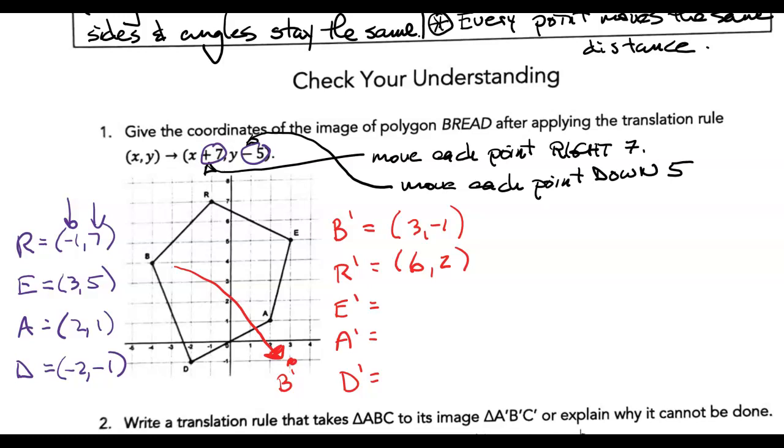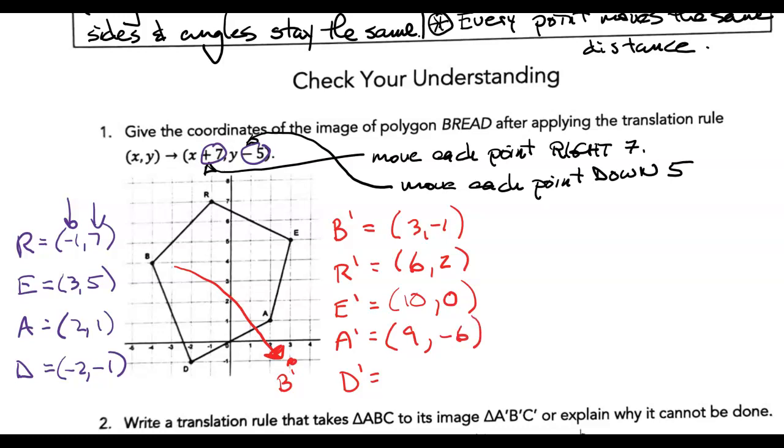Now for E, again, we're going to add 7 to the x. So 3 plus 7 is 10. And then for the y, subtract 5. So 5 minus 5 is 0. Now for A, 2 plus 7 is 9. -5 minus 1 is -6.